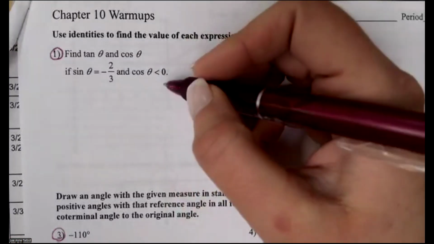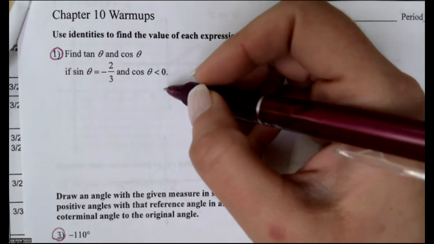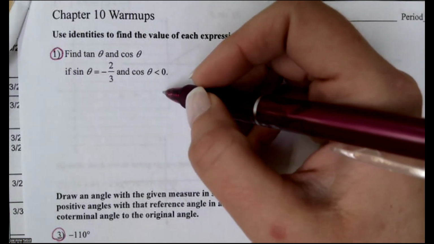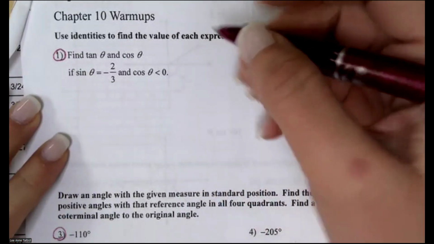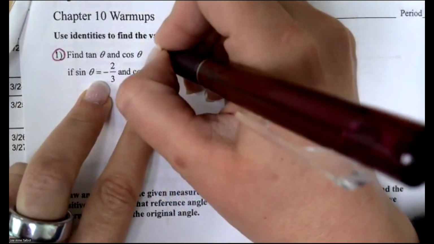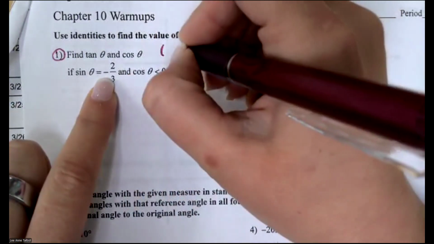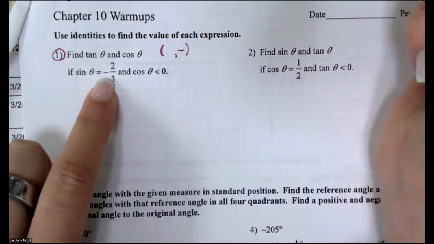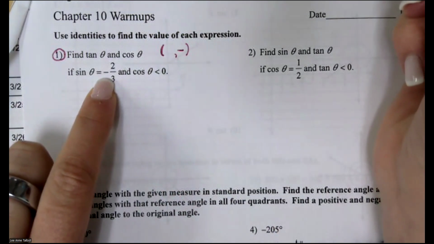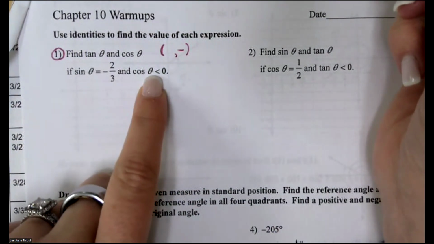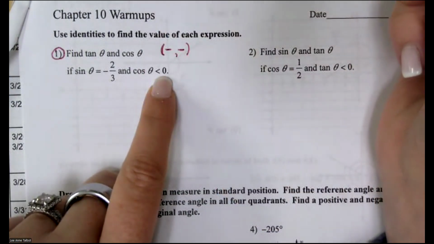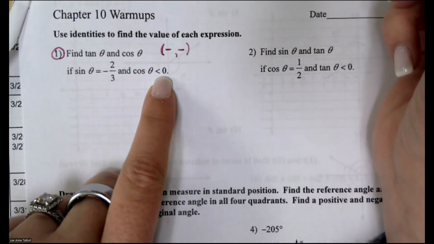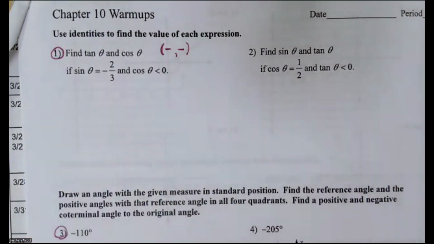Okay, so we have a quiz on Wednesday, and one of the questions is Pythagorean identity. So this is a perfect thing for us to go over. First thing I notice is that sine is a negative number, so that means I have a negative y. And then this says cosine is less than 0, so that means I have a negative x. Negative x and negative y mean quadrant 3. Okay.